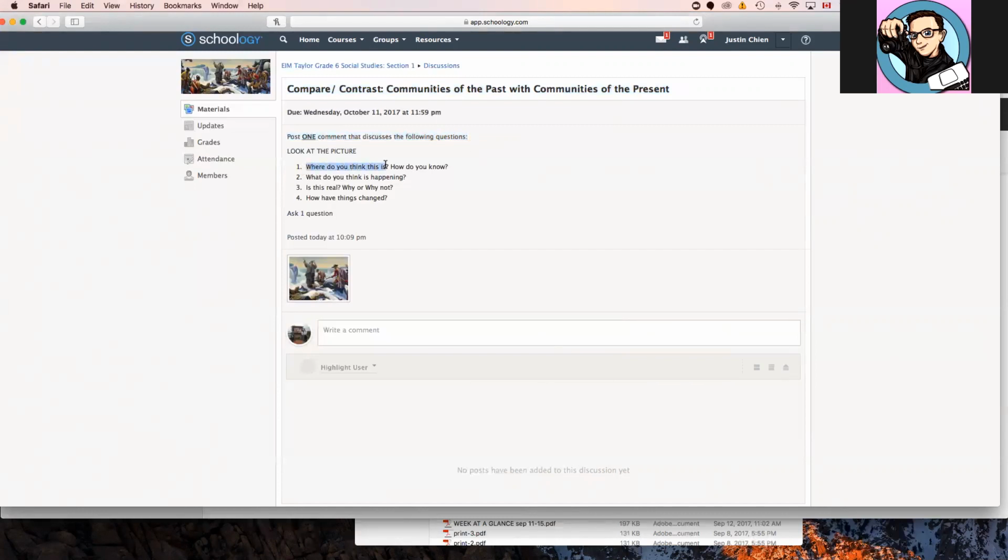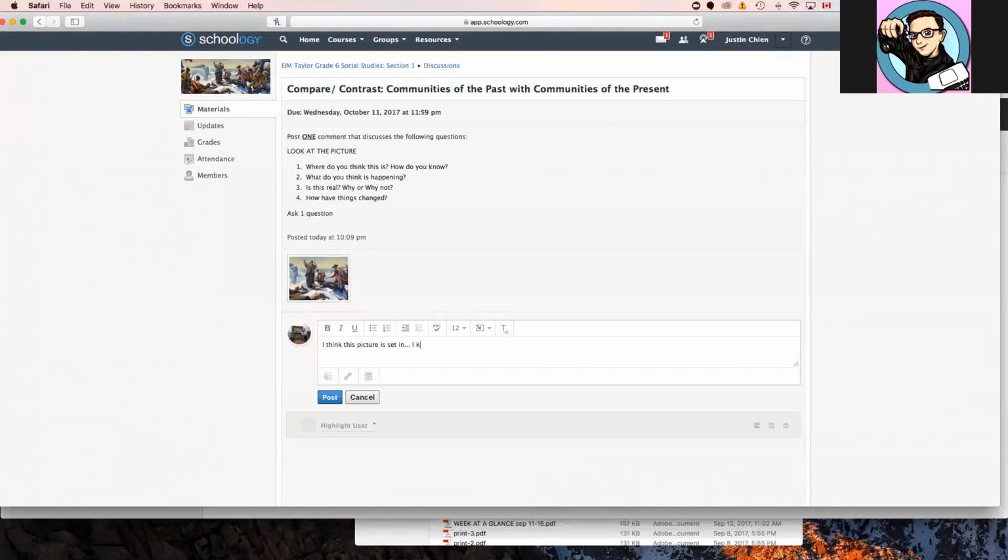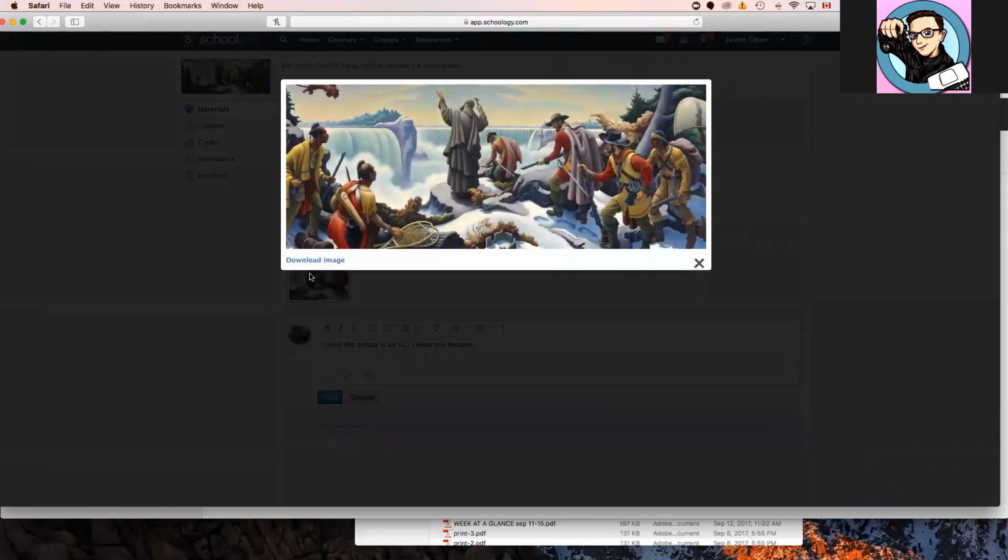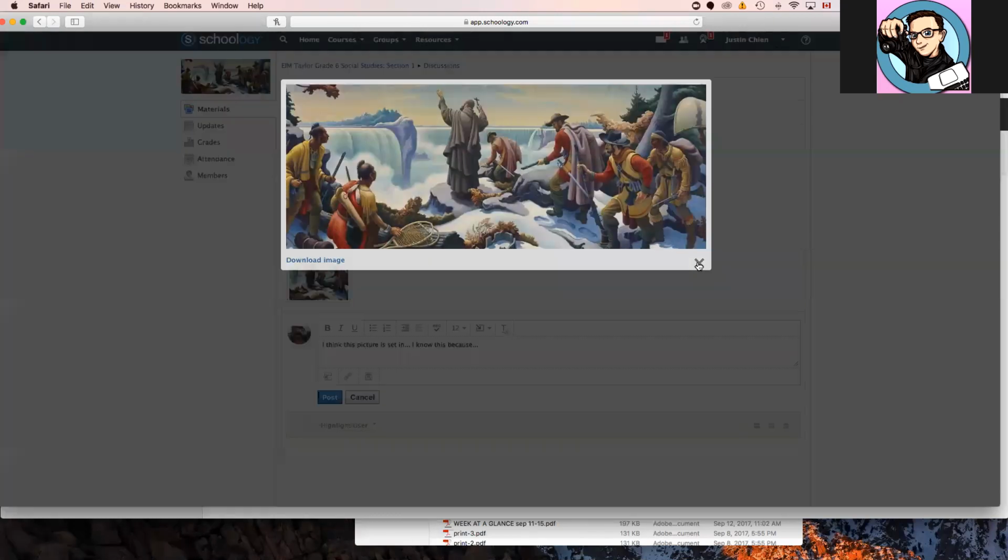So, where do you think this is? How do you know? So, that's the first thing you need to answer. So, you can start in the comment box here typing, I think this picture is set in, and then tell me what place it is. I know this because, okay, and then tell me what are the clues in the painting.